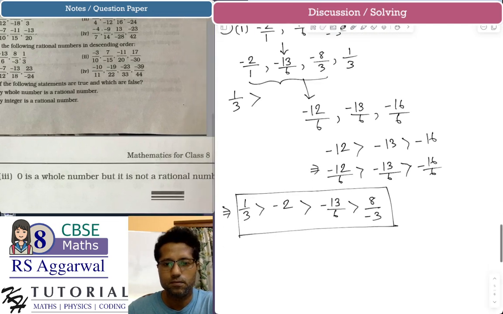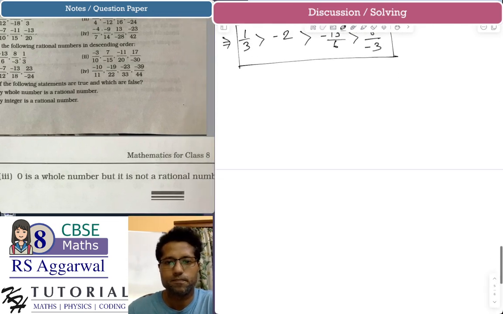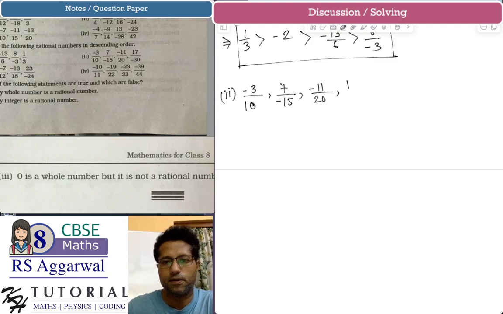Let's do part 2. We have the rational numbers. Given rational numbers are minus 3 by 10, 7 by minus 15, minus 11 by 20, and 17 by minus 30.